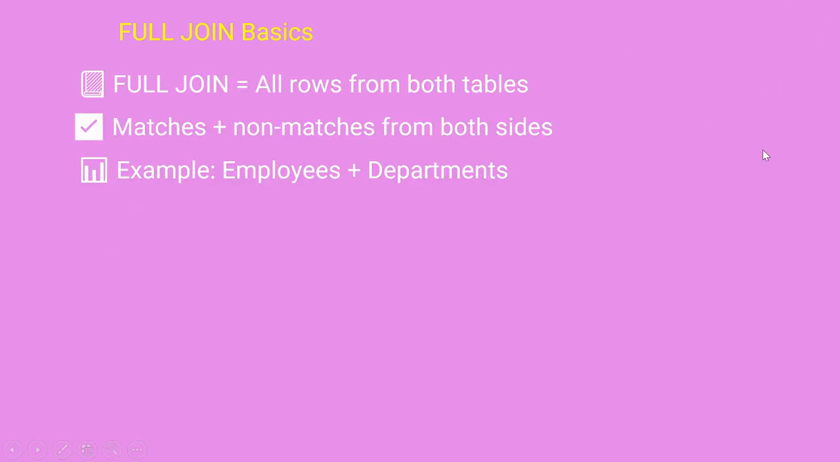A full join returns all rows from both tables. Matching rows are combined and non-matching rows show nulls. For example, joining employees with the departments shows all employees and all departments even if some don't match.